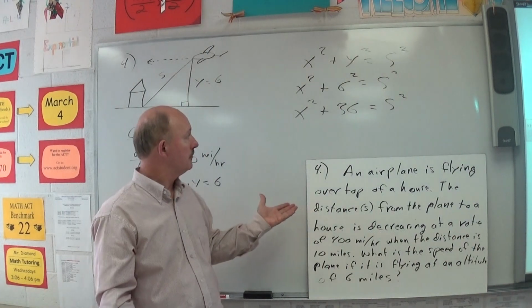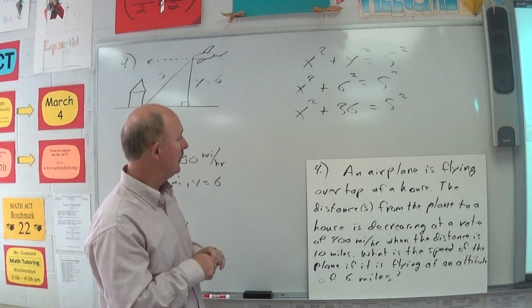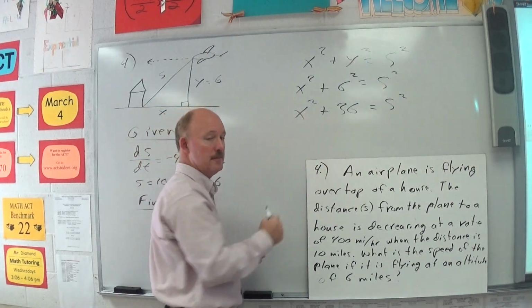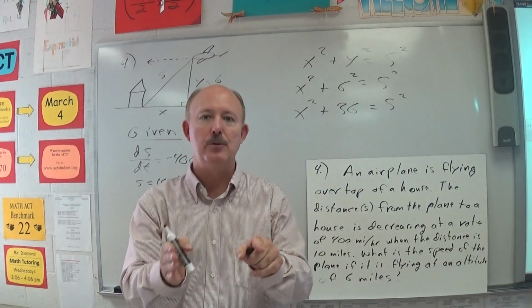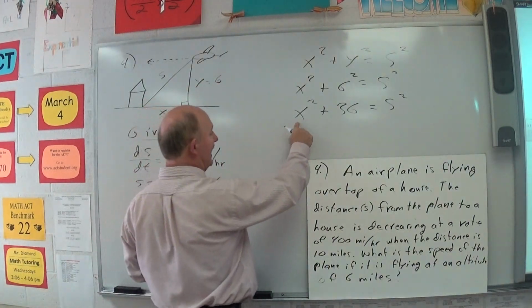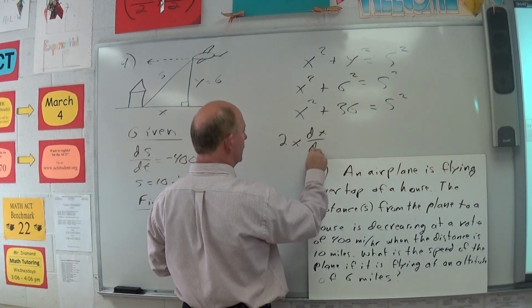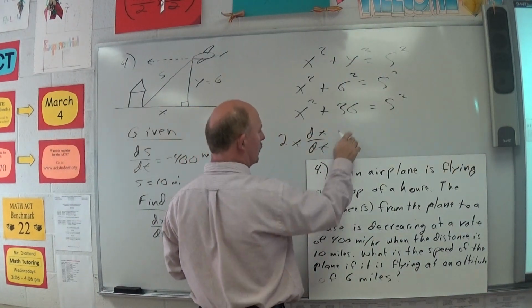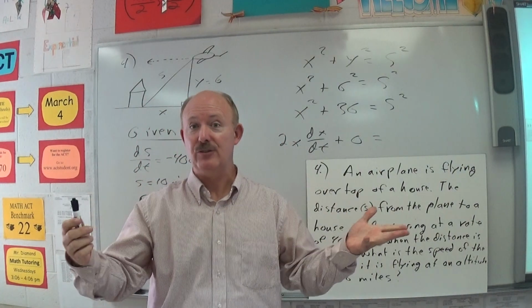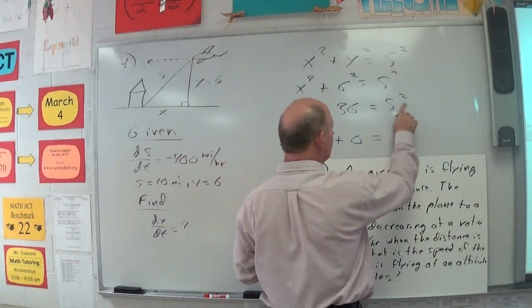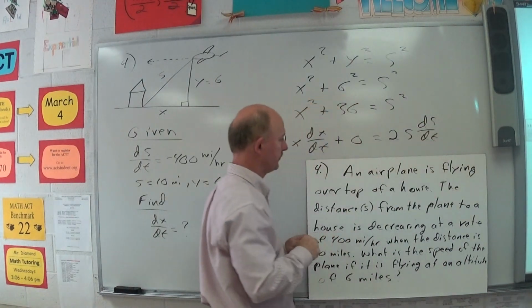Let's take the derivative of all 3 terms and see what our derivative will be. Now, let's take the derivative of x squared. Remember, you're using implicit differentiation. You're going to take the derivative with respect to time. So the derivative of x squared would be 2x times dx over dt. Now, the derivative of 36 is 0, right? You're taking the derivative of a constant. Well, that's 0. And the derivative of s squared would be 2s times ds over dt.